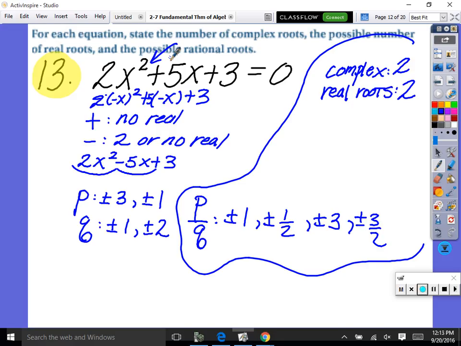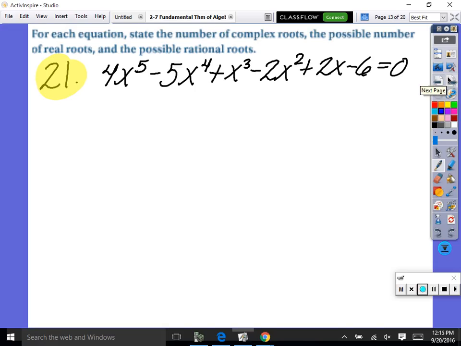We tested it with Descartes' rule of signs. It could be 0 as well. So there are 2 possible real roots. Let's do another one. Pay attention to the little details.